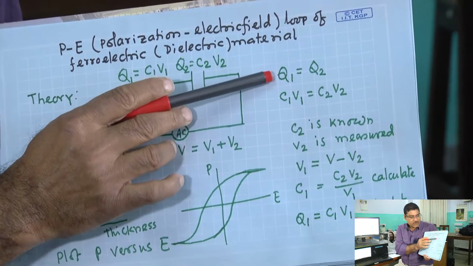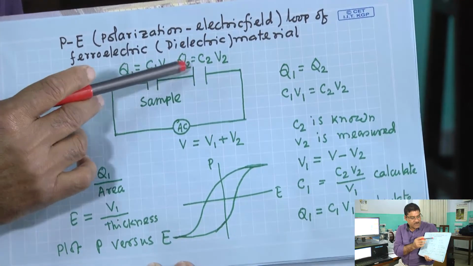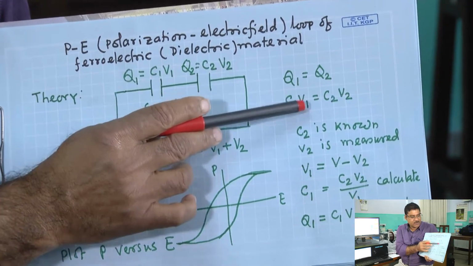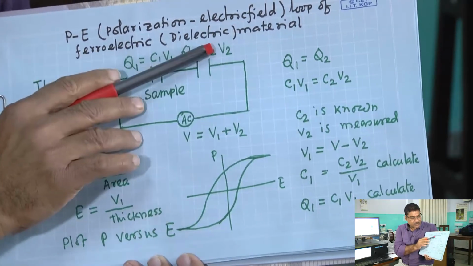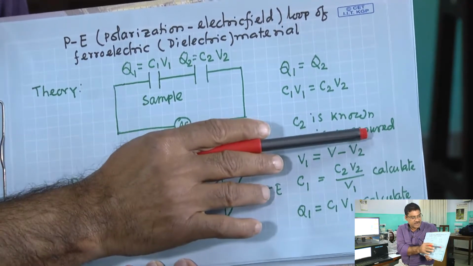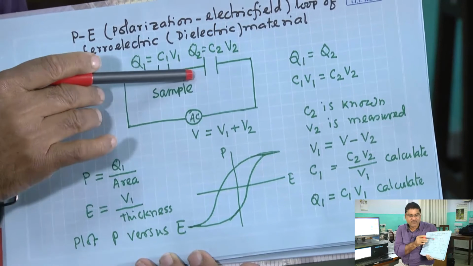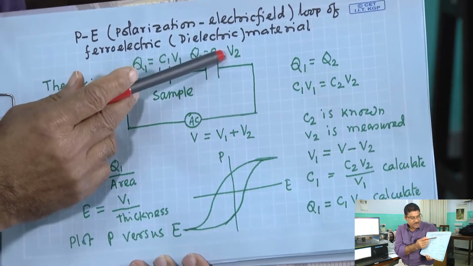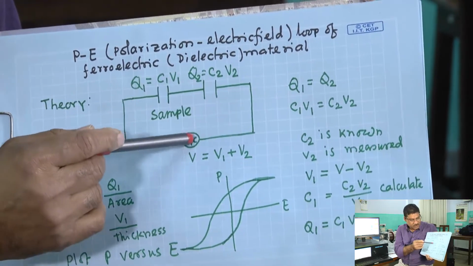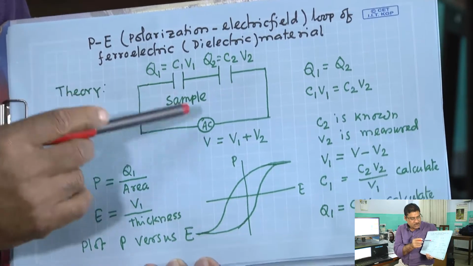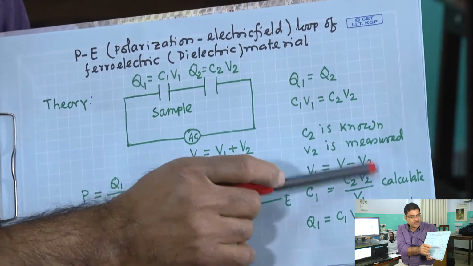So, Q1 will be equal to Q2, and this is C1 V1, the other one is C2 V2. So, C1 V1 equals C2 V2. C2 is known, as I told you, and V2 is measured. So, across this, what is the voltage drop V2? If we measure that, and V, the input voltage, is also known, then one can find V1, which will be V minus V2.